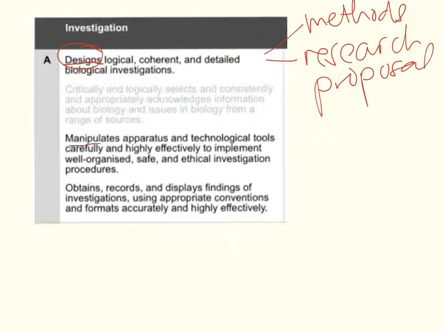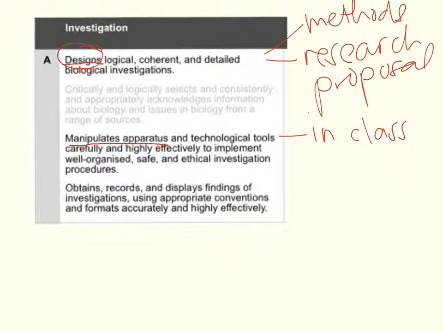Let's look at the second part. It's about manipulating apparatus and tools. And at the A level, you're doing that carefully, highly effectively, well organised, safe, with ethical consideration happening. Now this will mostly be what's happening when I'm looking at in-class observations of the pilot study and of the data collection. How well is your bench set up?